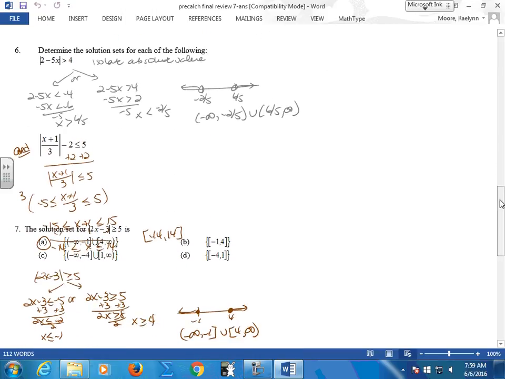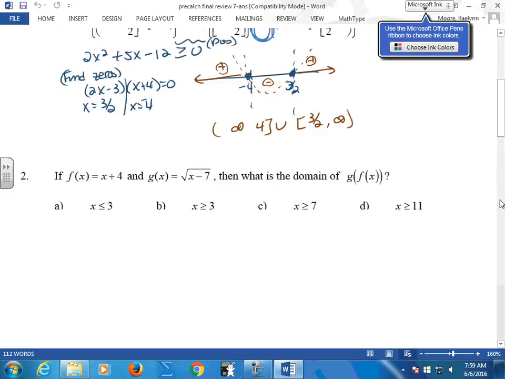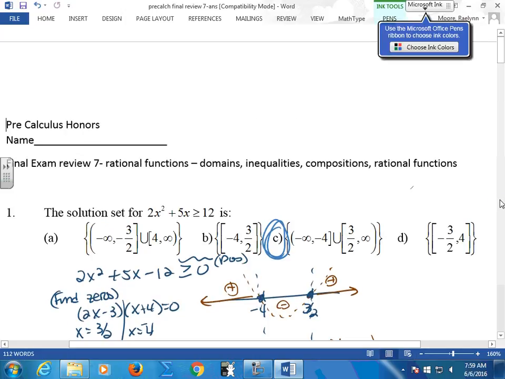Absolute value inequalities. Remember, just like absolute value radicals, isolate the absolute value. Why didn't you, for the second six, add two to the five? I did. You did. Oh, but it came out to be a five instead of a seven. So I added two, but I never changed it. So seven.